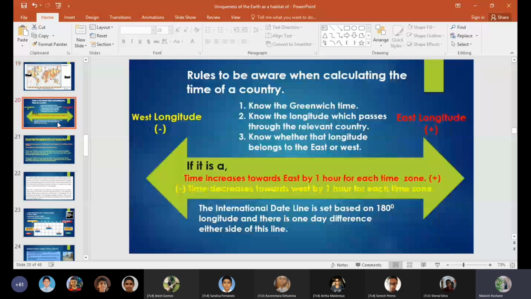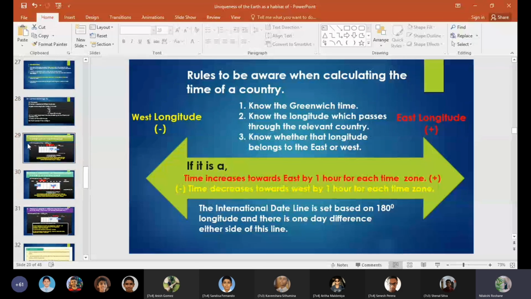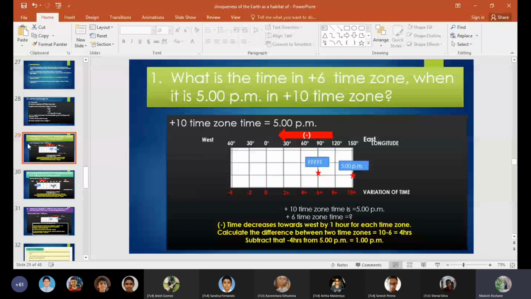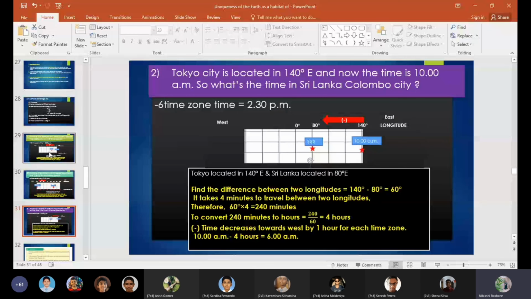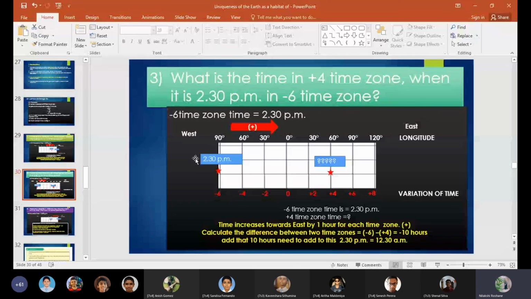You first have to determine whether it's going to go towards west or east. So this arrow is very important. If the arrow is traveling from east towards west, you have to decrease time, and if the arrow is pointing from west to east, you have to add 1 hour for each time zone. You have to study these things, so it will be easy for you to do the maths.